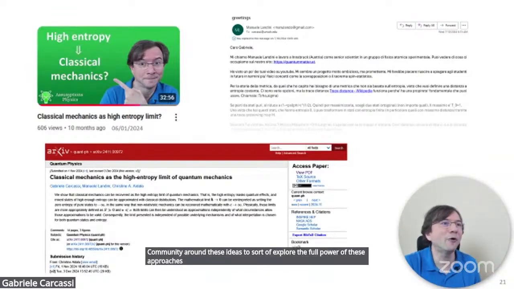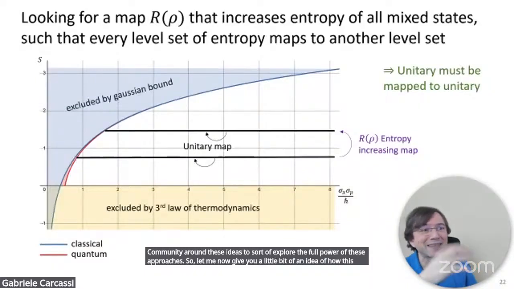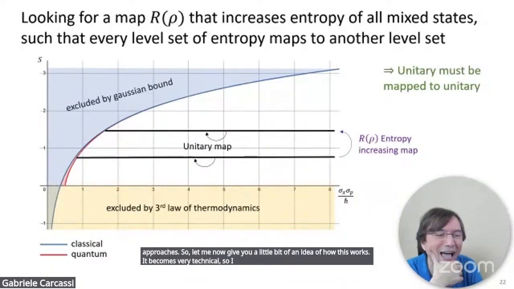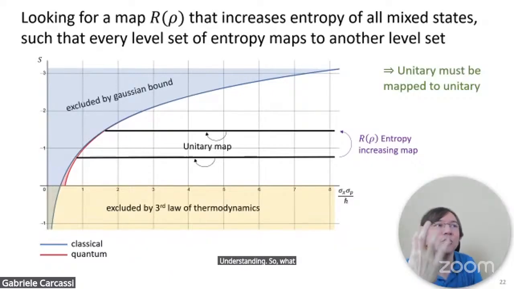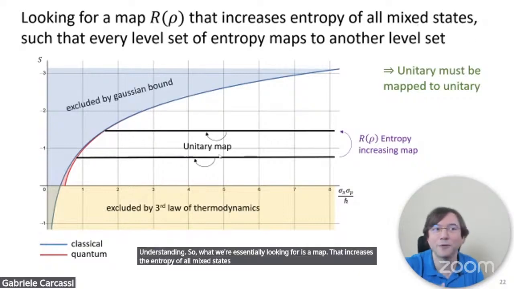So let me now give you a little bit of an idea of how this works. It becomes very technical, so I'll just give you a higher level understanding. What we're essentially looking for is a map that increases the entropy of all mixed states, all the probability distributions in quantum mechanics.